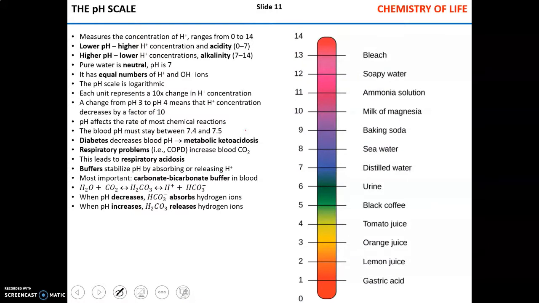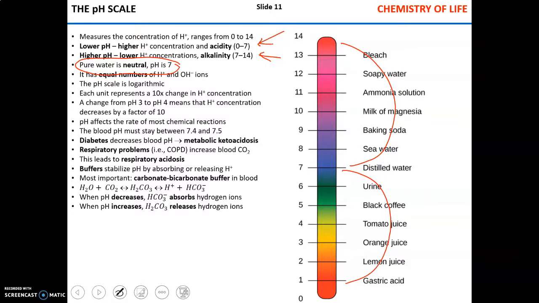Now the pH scale. The pH scale reflects the concentration of hydrogen ions in the solution, basically the acidity or alkalinity of the solution. So neutral pH is 7. Everything above 7 is considered to be basic or alkaline. Everything below 7 is considered to be acidic.